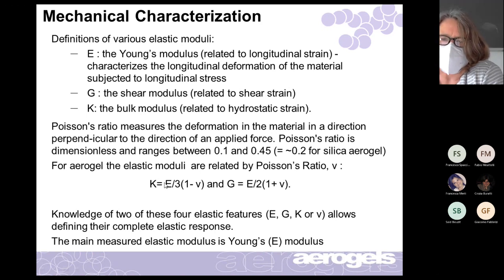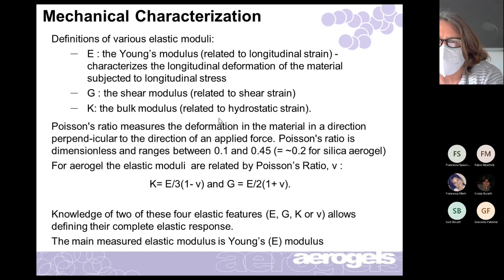And you can relate all of these different moduli. So if we measure this, and this is typically what we measure, we can then calculate the other things using the Poisson ratio. So mostly I'm going to concentrate on the measurement of this. Knowledge of two of these things, either Young's modulus, shear modulus, bulk modulus, and Poisson ratio. If you know two of them, you can get everything defining elastic response. But the main measured elastic modulus is Young's modulus. And so that's the one we'll talk about.